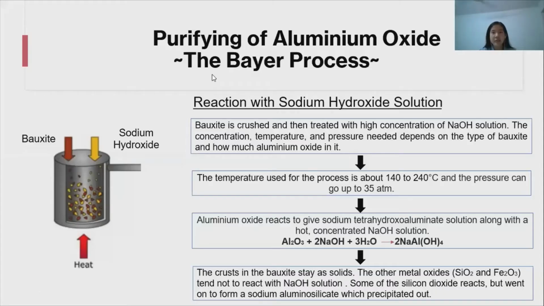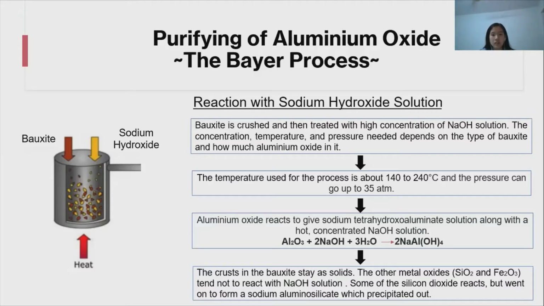Yeah, Adriana. So for my part, I will be explaining the production of aluminium oxide, which involves the purifying of aluminium oxide. The process is called Bayer process. The first part of Bayer process is reaction with sodium hydroxide solution. Bauxite, which is an impure aluminium oxide that also consists of titanium and silicon oxides, is crushed and then treated with high concentration of sodium hydroxide solution. The concentration, temperature, and pressure needed depends on the type of bauxite and how much aluminium oxide is in it.